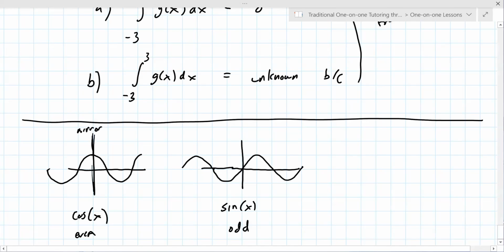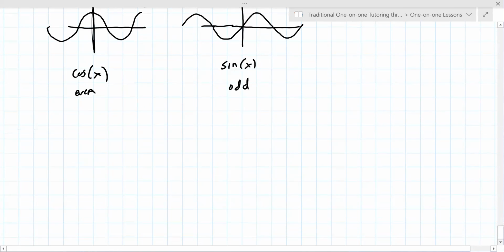Okay, so this is a good one. They maybe will tell you the integral from 0 to pi over 2 of cosine x dx equals 1.